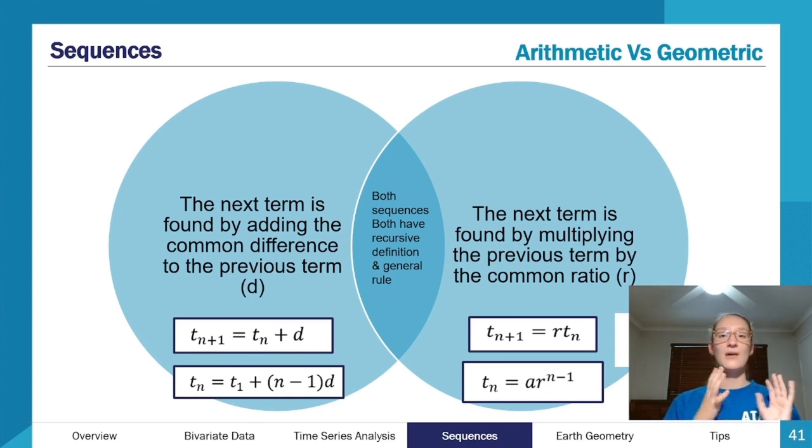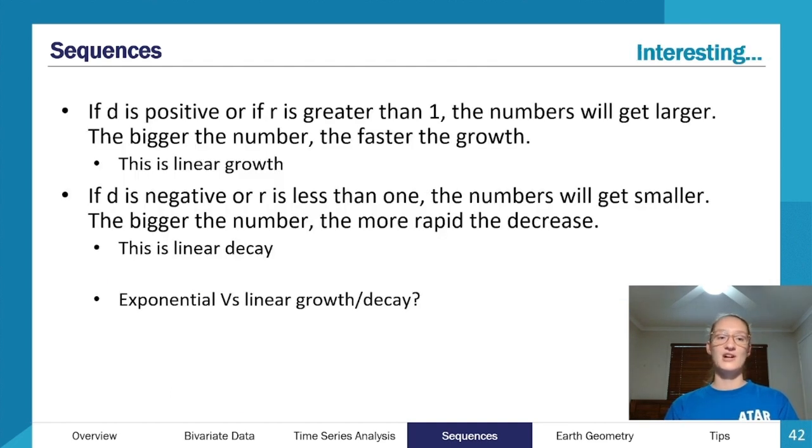So again, in our arithmetic sequence, we're adding a common difference each time. In our geometric sequence, we're multiplying by a common ratio each time. Another thing to keep in mind is that if your common difference is positive, or if your common ratio is greater than 1, the numbers in the sequence will get larger each time. And the bigger the common difference or the bigger the common ratio, the faster the growth. It's linear growth if we're talking about a common difference, but it's actually exponential growth if we're talking about a common ratio. That's an interesting aside as well.